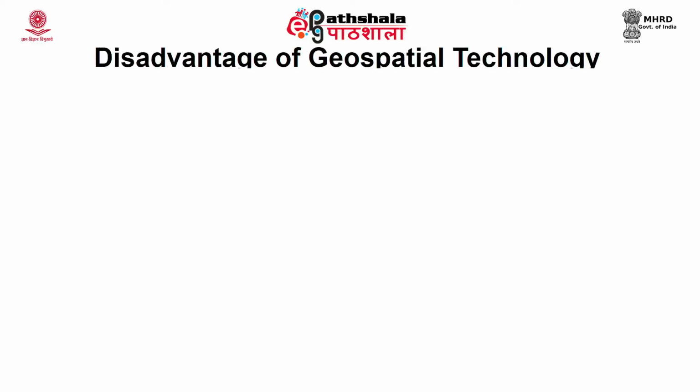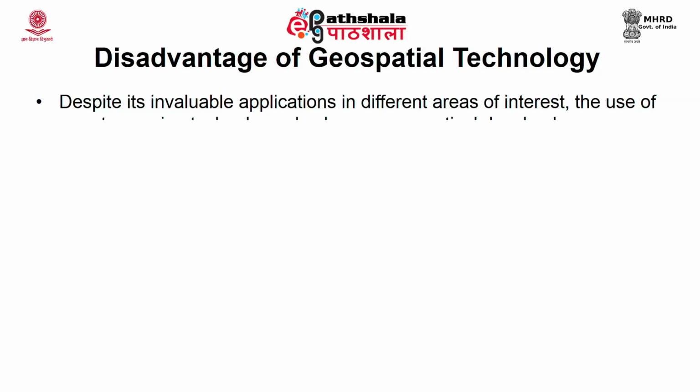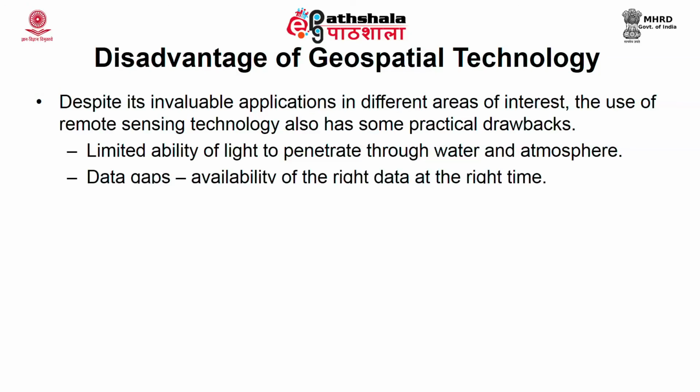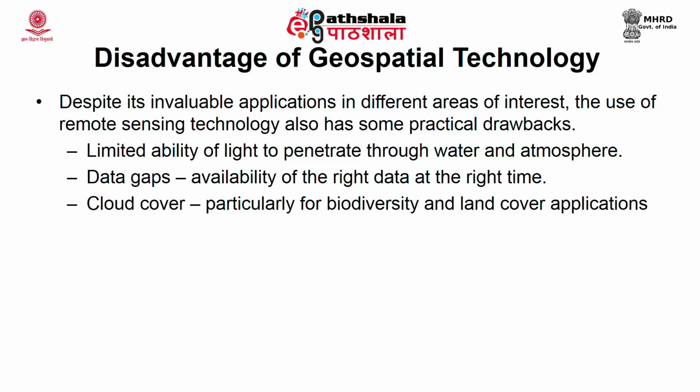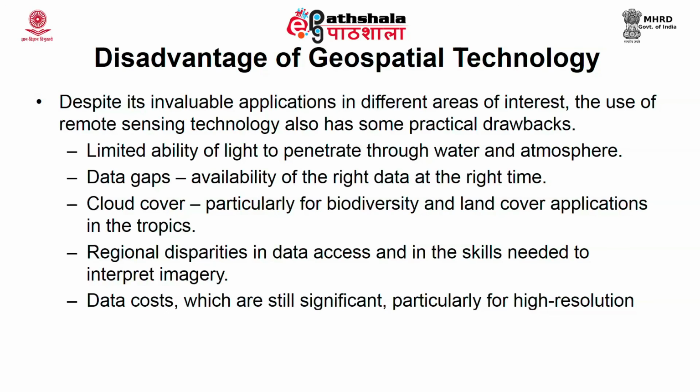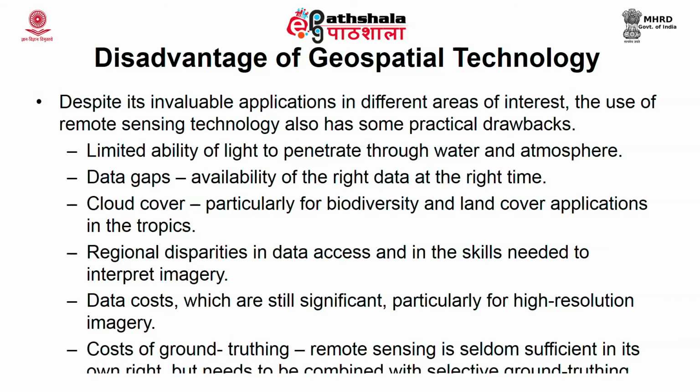Despite its significance, there are certain practical drawbacks also of geospatial technology. For example, the light has a limited ability to penetrate the water and atmosphere. As a result, the process of absorption, transmission as well as reflection, they reduce the intensity of signals reaching the sensors. Besides, there are certain data gaps. For example, availability of right data at the right time is restricted. Cloud cover also is a limitation, particularly for biodiversity and land cover applications in tropics.